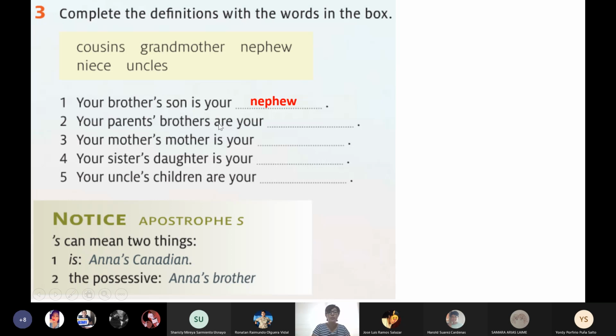Okay? I'm going to give you 30 seconds to read these sentences and complete the definition. Here you have the words. Cousins, grandmother, nephew, niece, uncles. So you just have to choose the correct family member and write it here. Les voy a dar 30 segundos para que lo lean cuidadosamente y escriban la palabra correcta. And then we're going to check. So please read carefully.